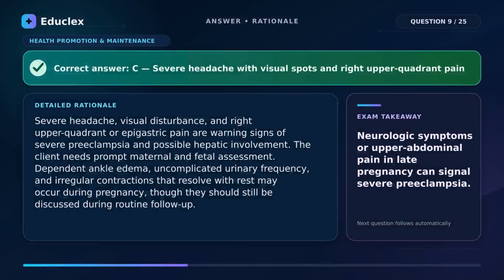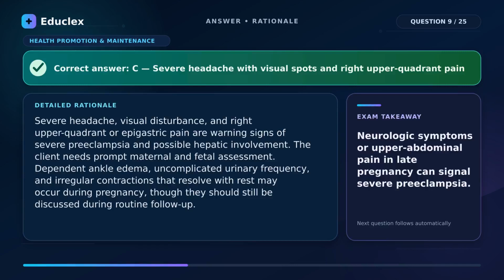The correct answer is C. Severe headache with visual spots and right upper quadrant pain. Here is the rationale. Severe headache, visual disturbance, and right upper quadrant or epigastric pain are warning signs of severe preeclampsia and possible hepatic involvement. The client needs prompt maternal and fetal assessment.